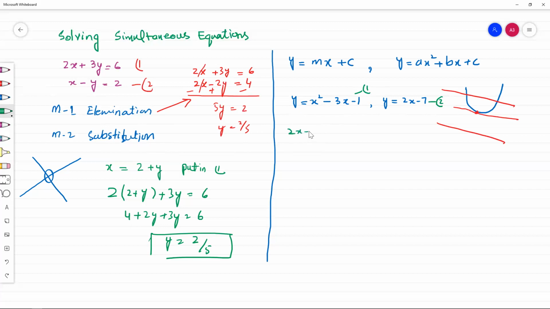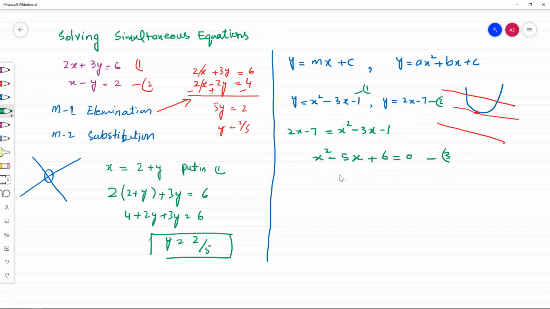2x minus 7 is equal to x square minus 3x minus 1. So it would become x square, and when I shift, minus 3x minus 2x would become minus 5x, while minus 1 plus 7 would become plus 6. So x square minus 5x plus 6 is equal to 0. This is actually equation number 3. We get this equation by solving equation number 1 and equation number 2 together.